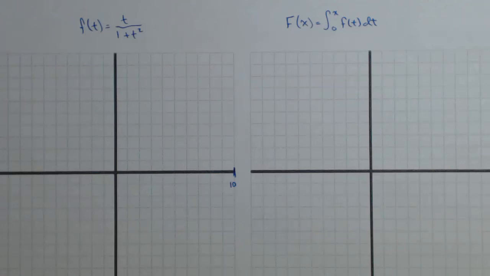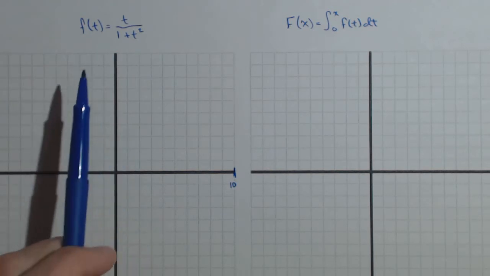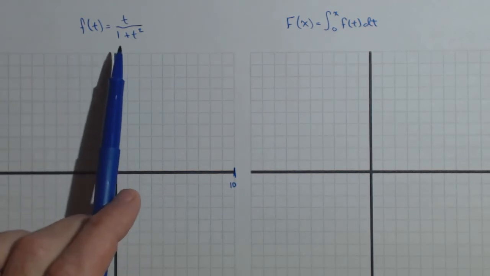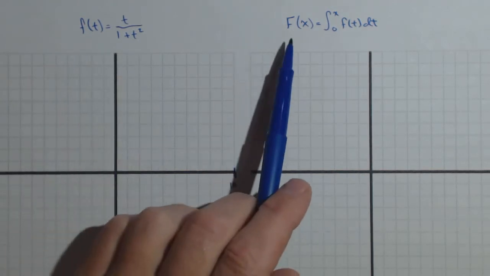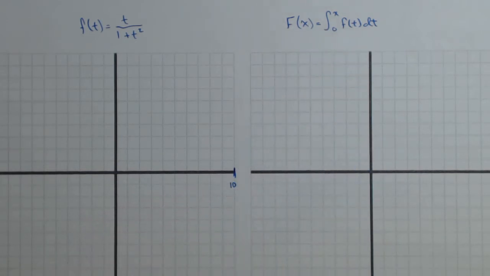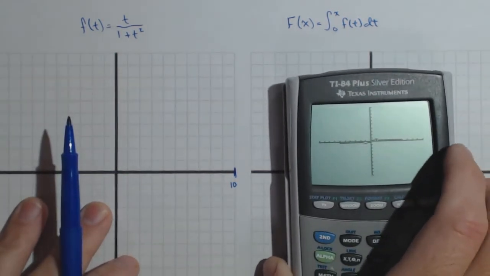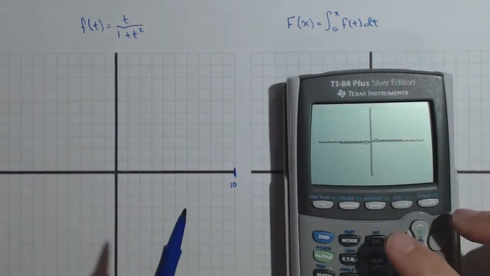In activity 5.5, we're going to use our graphing calculator to help us explore the relationship between little f of t, which is t over 1 plus t squared, and capital F of x, which is the integral from 0 to x of little f of t dt. First thing we're asked to do is plot from negative 10 to 10. So here's the plot of our graph in a standard window.